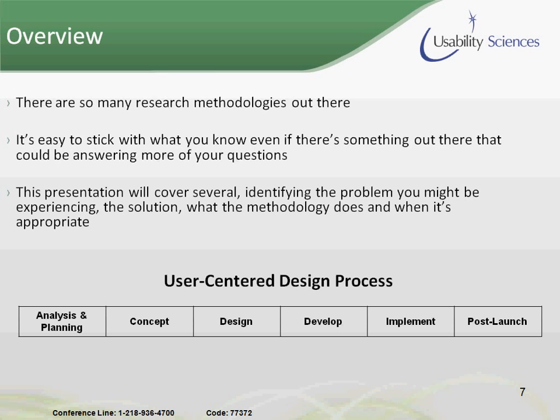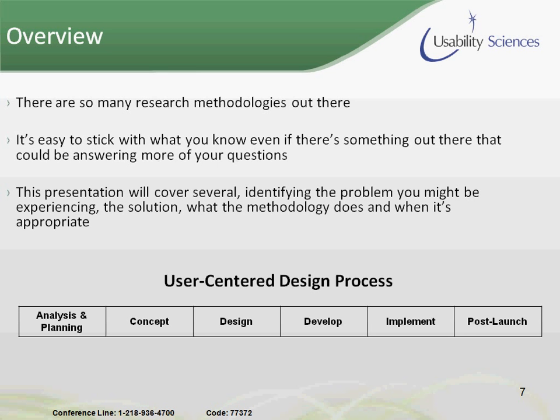This graphic shows you a very typical, very general UCD process where you go from analysis and planning into that concept phase. You start building out designs, you start coding it on the back end, you go ahead and implement it, and then you're at the post-launch period.